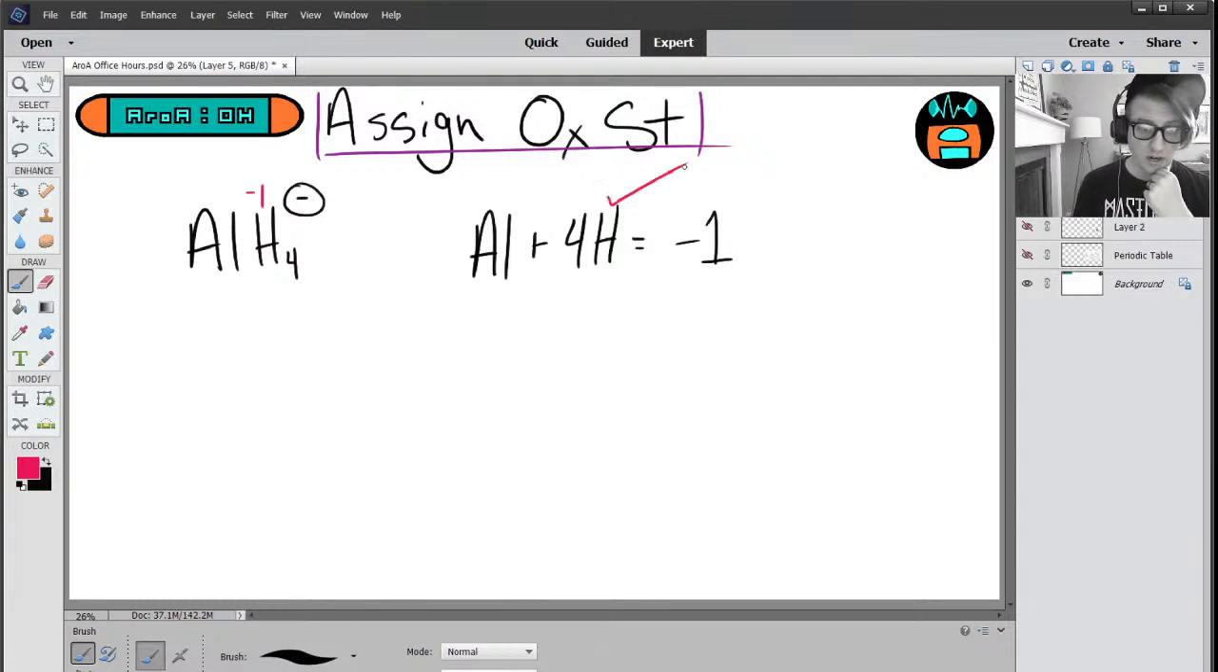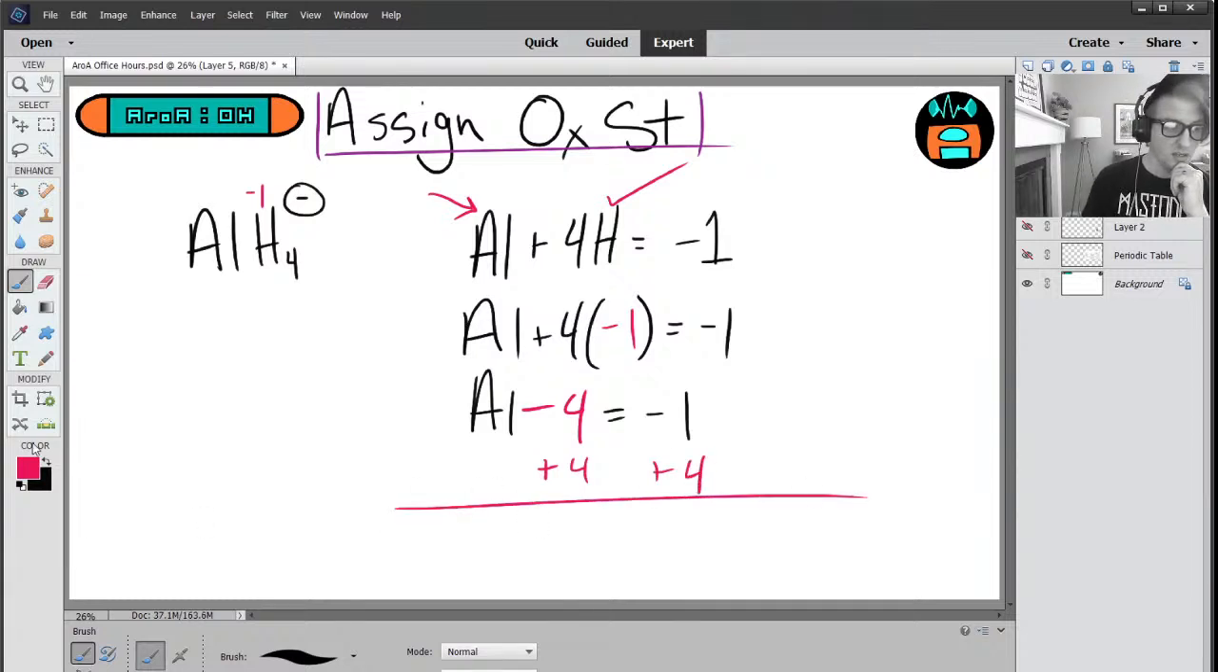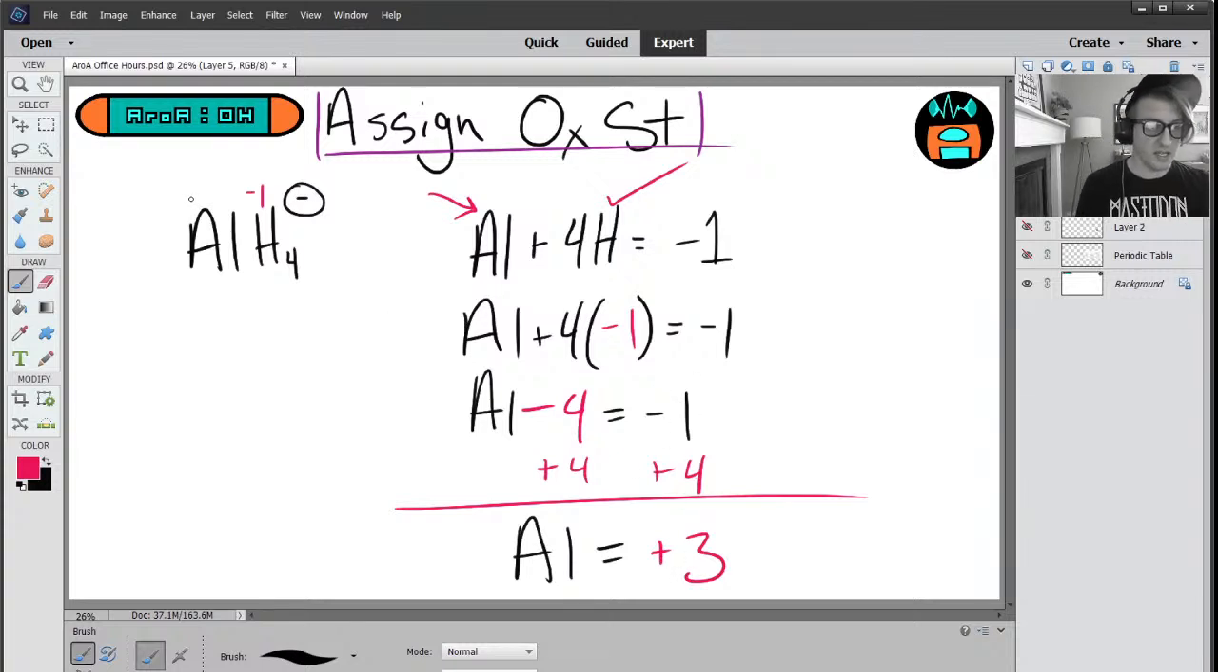So now that we have our oxidation state of hydrogen, we can solve for the oxidation state of aluminum. Because now we know aluminum plus 4 times -1 equals -1. So aluminum minus 4 equals -1. And now, if we add 4 to both sides, we find that aluminum in this compound has an oxidation state of +3, because -1 plus 4 is +3. So aluminum's +3, hydrogen's, sorry, hydrogen is -1, which is why it has a negative.